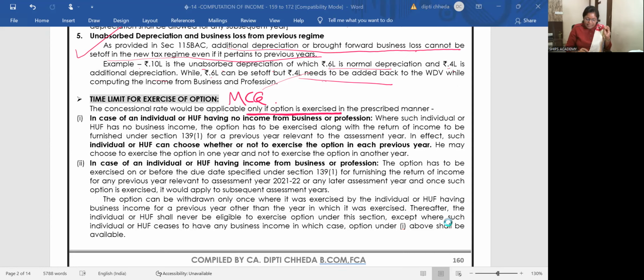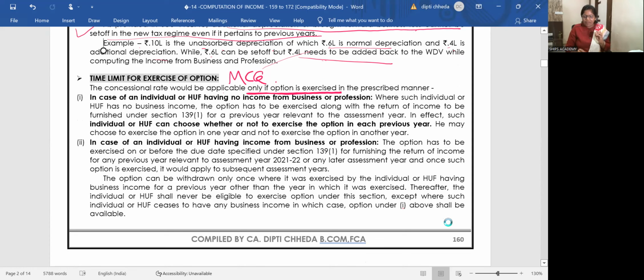Next, in case of individual or HUF having no income from business or profession, where such individual or HUF has no business income, option has to be exercised along with return of income for the relevant previous year. In effect, I have already written this in bold. Individual and HUF can choose whether or not to go for this option in the previous year. He may choose to exercise the option in 1 year and not in another. You're not having business income? Chalo, do your choice, whatever you want.